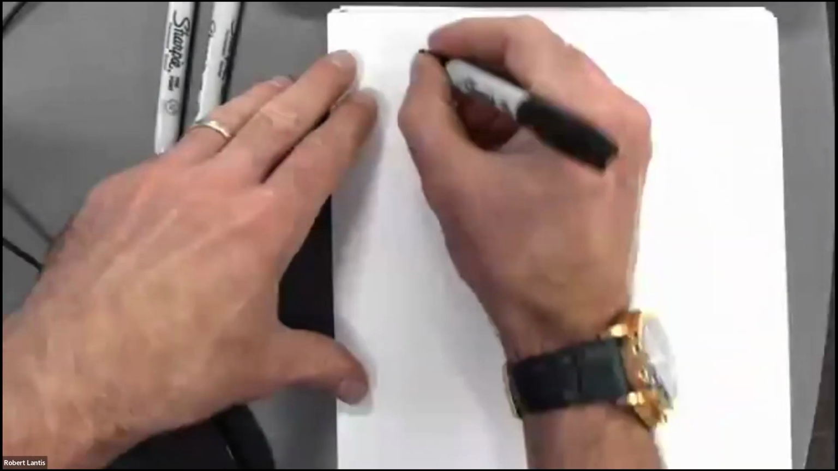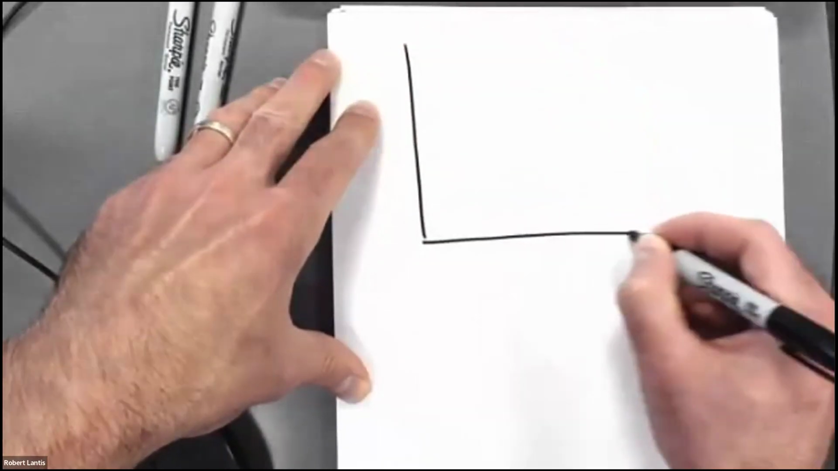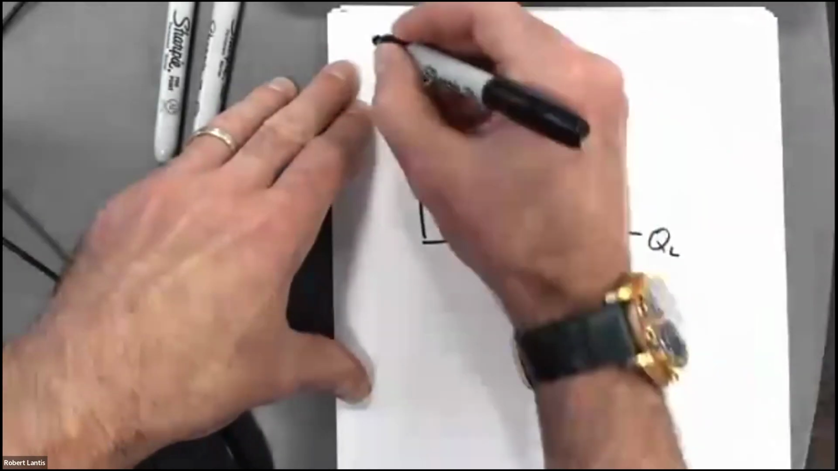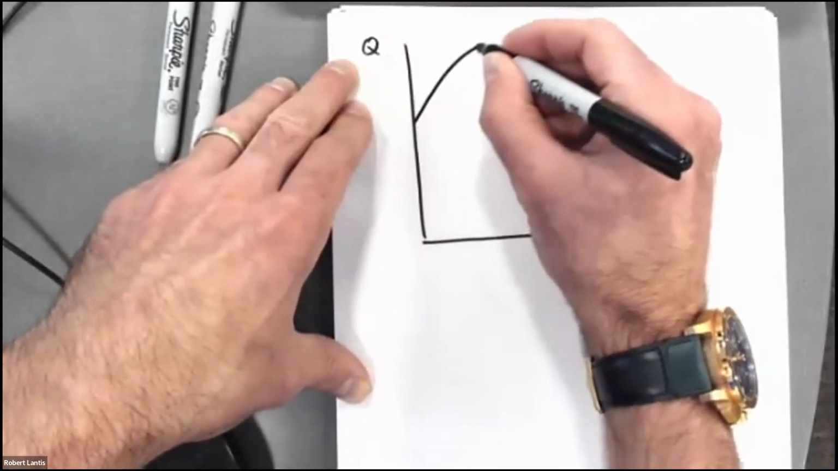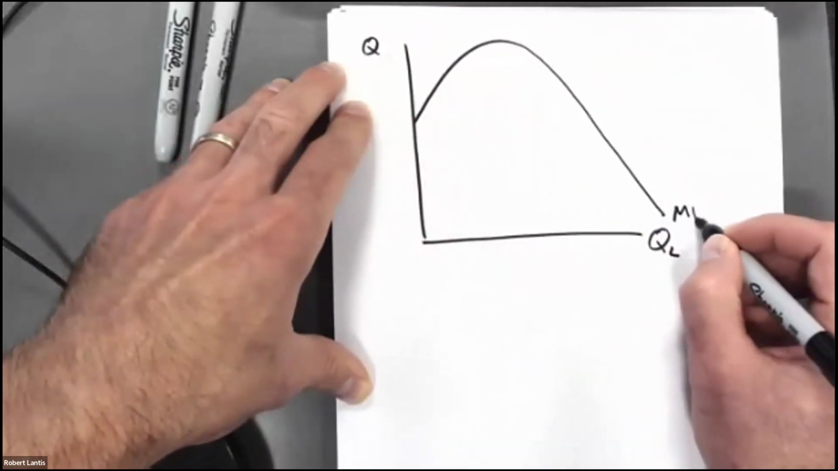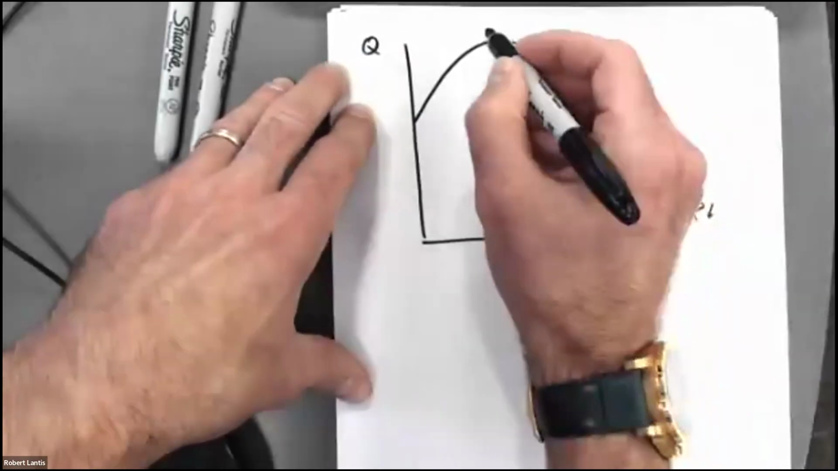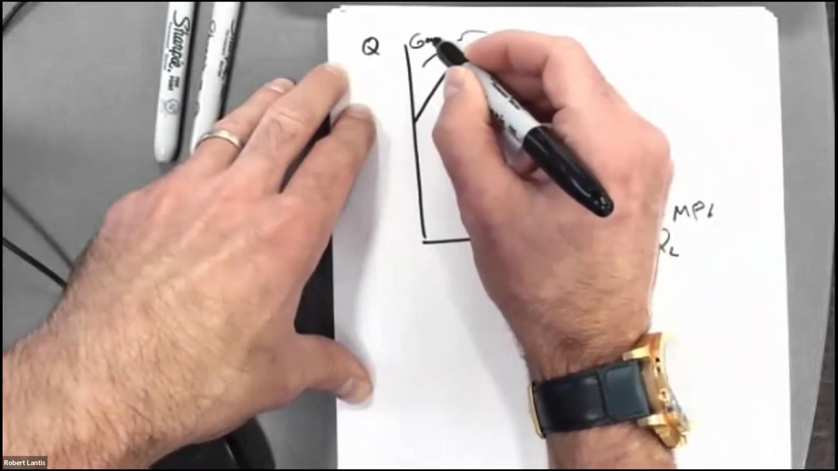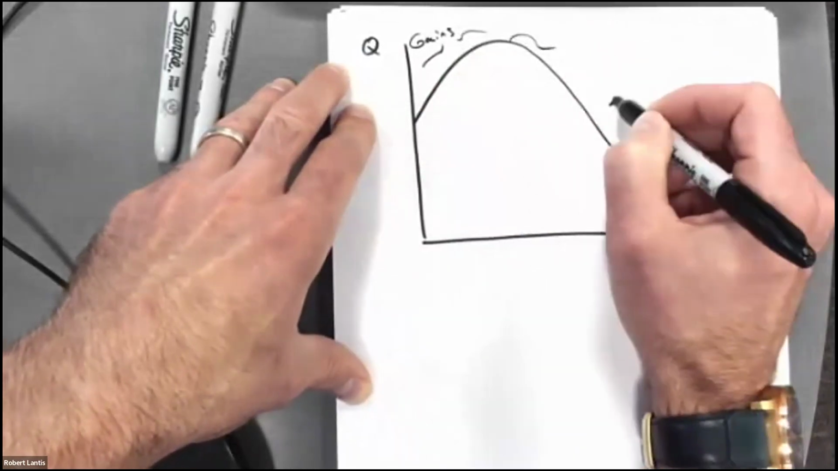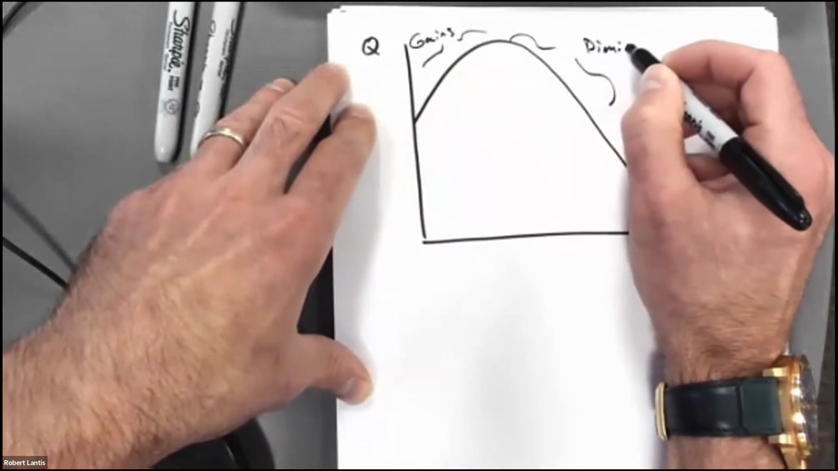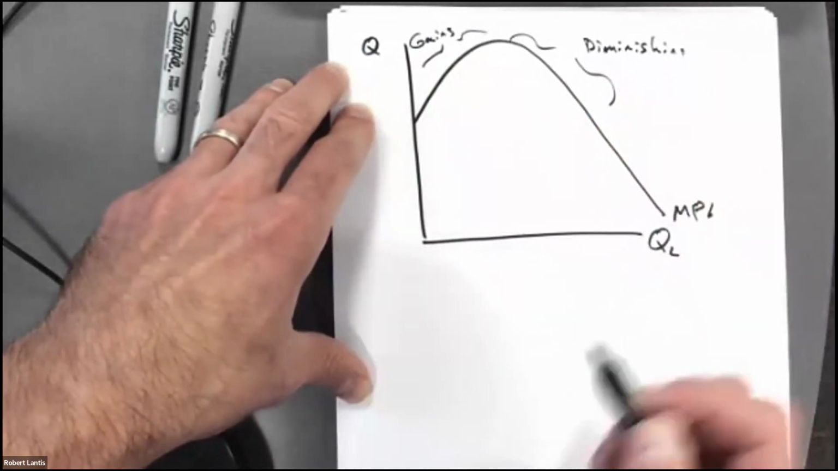I'm going to draw it again just to really hammer this idea home. So if I'm looking at my marginal productivity of labor curve, we know that it's not always diminishing, and that initially I have these gains from specialization before that diminishing returns to labor takes over. Okay.